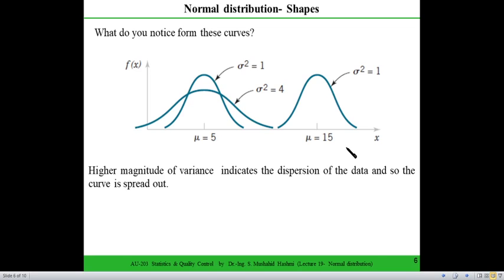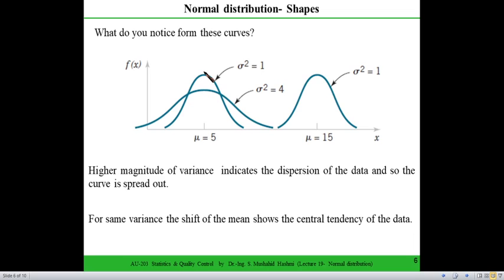And with a smaller variance, let's say a variance of 0.5, we would have less spread in the data, so more of the data would be towards the central tendency. And if we shift the mean, it means we are shifting the central tendency of the data. So these two parameters are representing this distribution. For every value of mu and variance, there would be a particular shape of the curve.